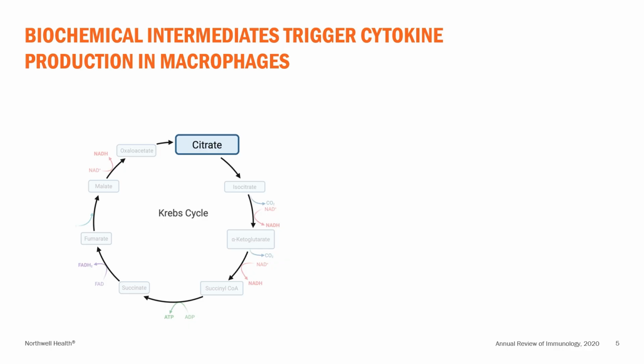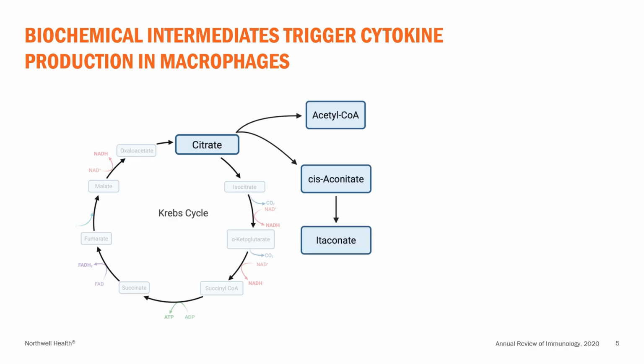On the other hand, we also know that biochemical intermediates can trigger cytokine production. This work comes from macrophages and is closely tied to cytokine production in phagocytic cells generally. Again, we could go through a number of examples, but just focusing on citrate as one biochemical intermediate, through a series of interactions, we know it can be converted into other intermediates. In this case, we can look at acetyl-CoA and itaconate particularly.